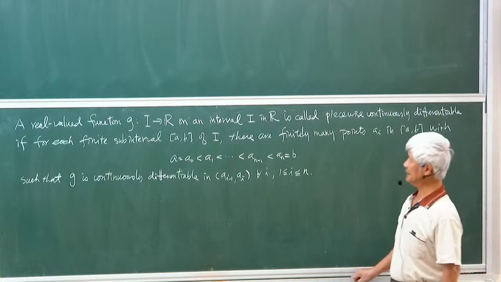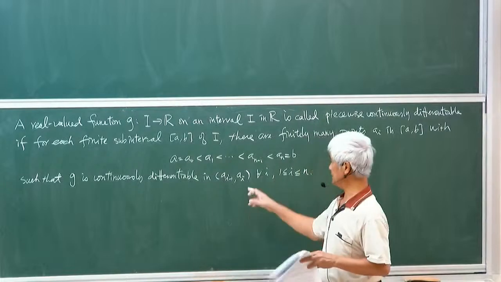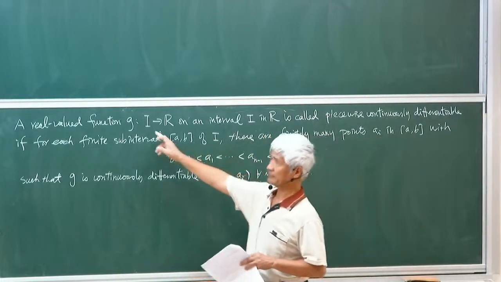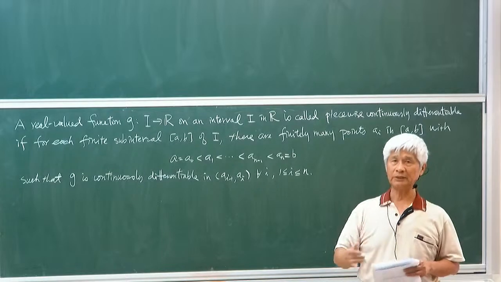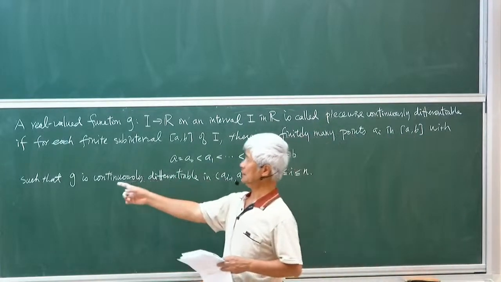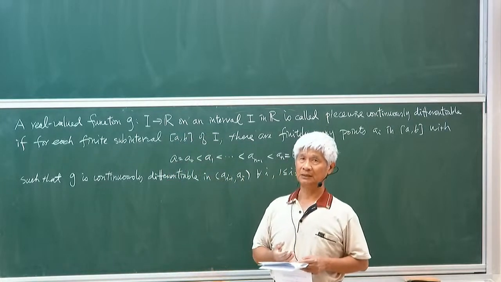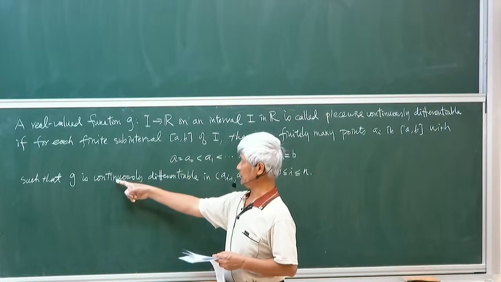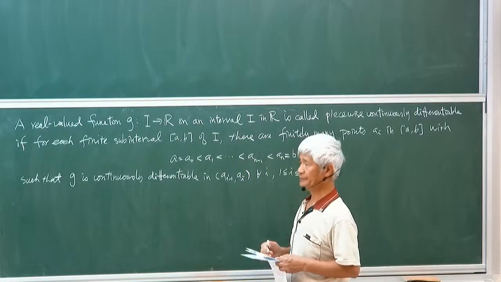So in each piece, the little g function has a continuous derivative. Being differentiable means that g has a derivative, and this derivative is a continuous function. That's why we call it continuously differentiable.